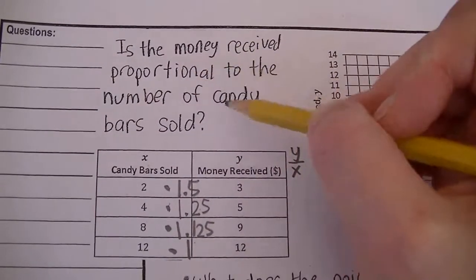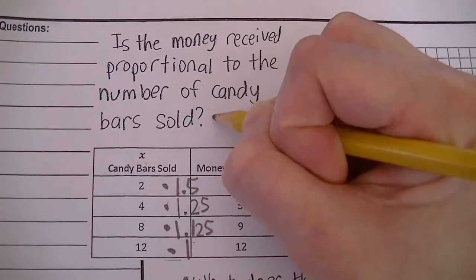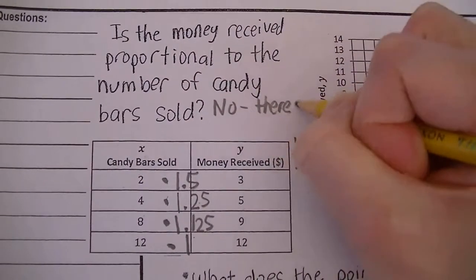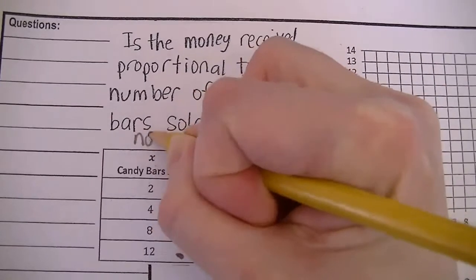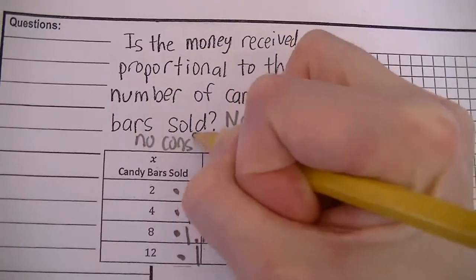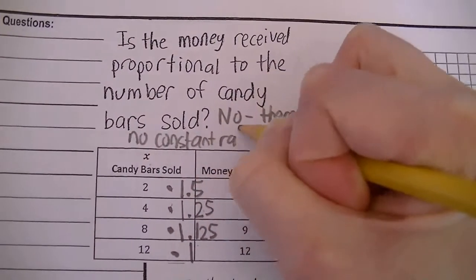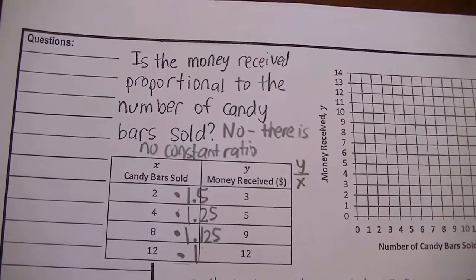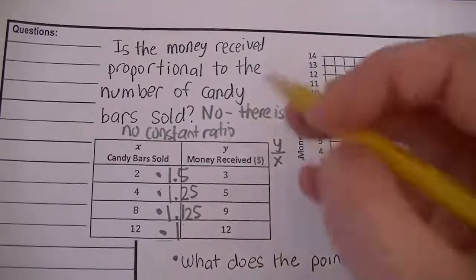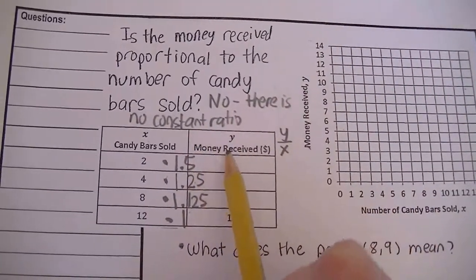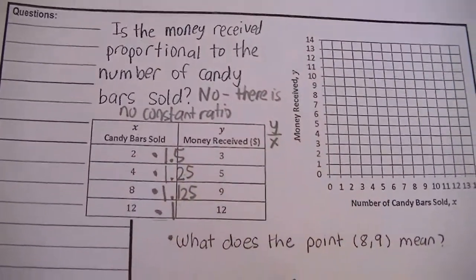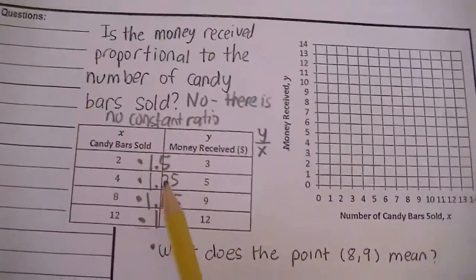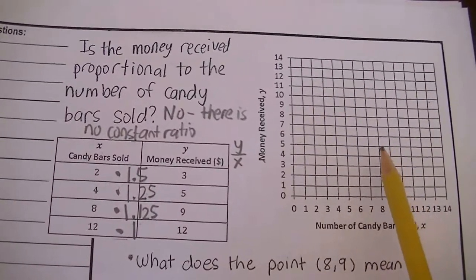So is money received proportional to the number of candy bars sold? No. There is no constant ratio. Constant ratio is the same as unit rate, which is the same as constant proportionality, okay? There's no constant ratio between the money received and the candy bars sold. So, since this table is not proportional, we know that this graph will not be proportional, okay?